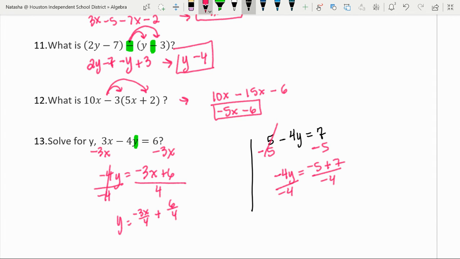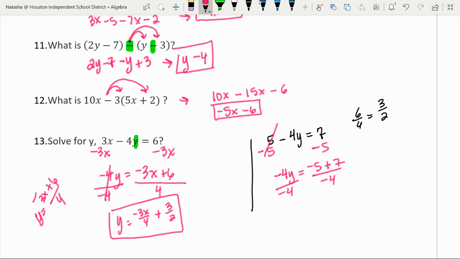Now, technically, 6 over 4 reduces. 2 goes into 6 3 times. 2 goes into 4 2 times. So 6/4 reduces to 3/2. So the correct one to be fully simplified should be that. But honestly, I would take y is equal to negative 3x plus 6 over 4. I would have taken that as well.